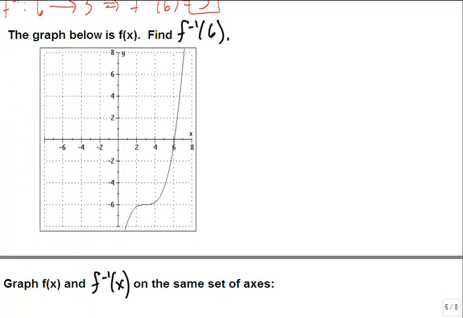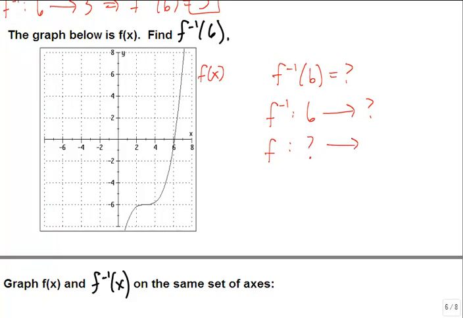Alright, we have something similar on the next example. This graph here is the graph of f of x. However, what we want to know about is f inverse. We want to know f inverse of 6. Okay? So that means we're trying to figure out where f inverse sends 6. Well, what we do know is that f, because it's the inverse of f inverse, has to take whatever I see over here, this question mark, and send it back to 6.